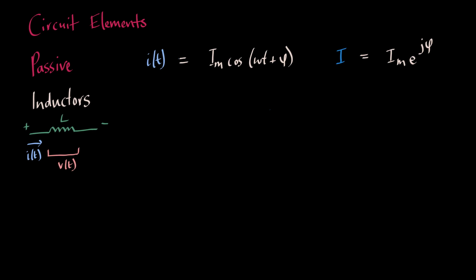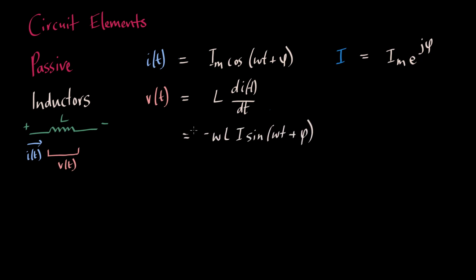We find the equation for the voltage across the terminals of an inductor by noting that it is equal to the inductance L multiplied by the rate of change of the current through the inductor. We therefore differentiate our current equation, then rewrite it as a cosine. V of t equals omega L Im cosine omega t plus phi plus 90 degrees. Now we can more easily find our phasor representation. Note here this 90-degree phase shift.